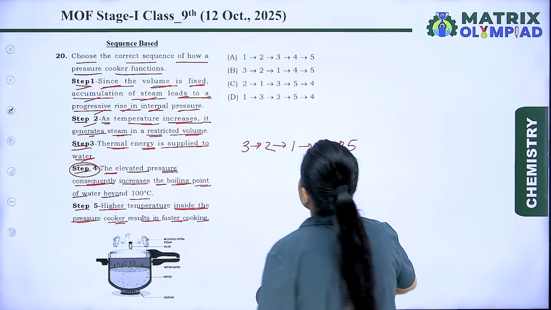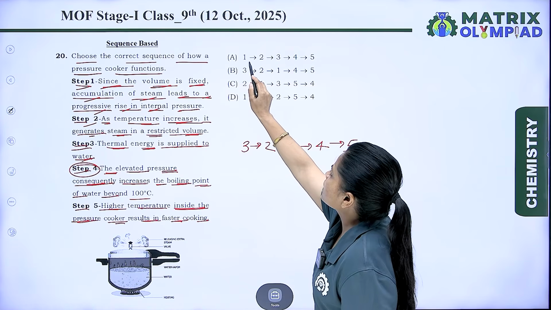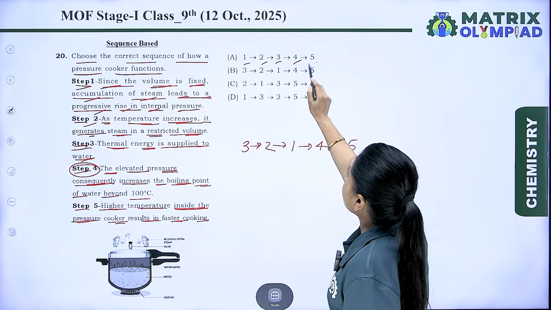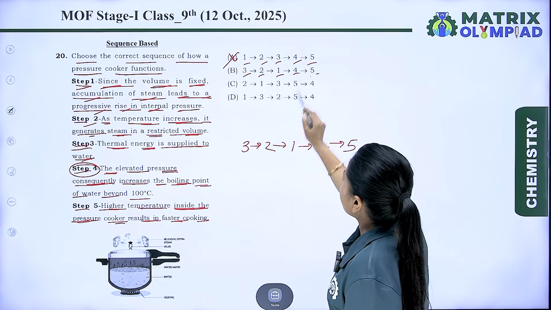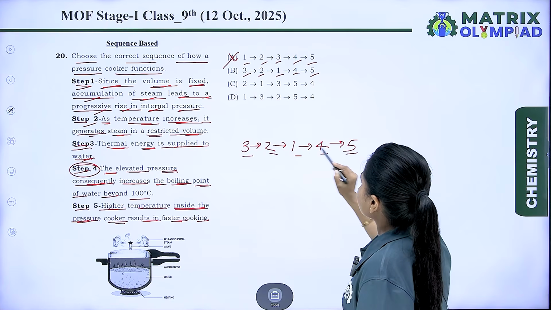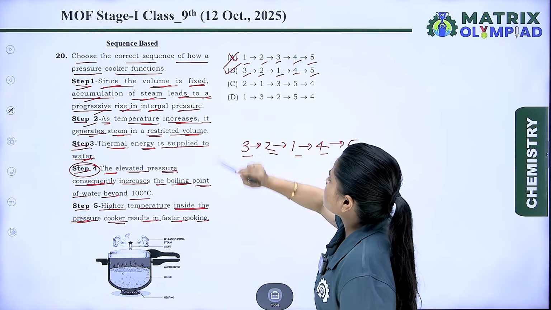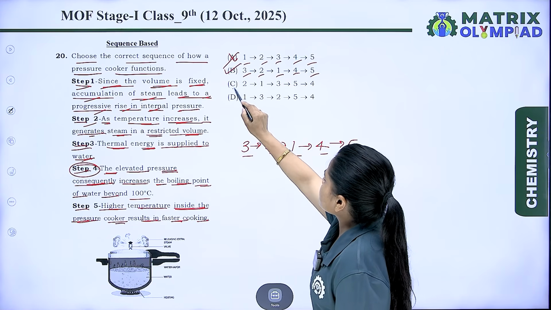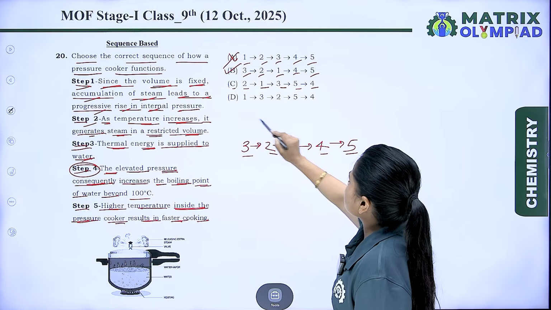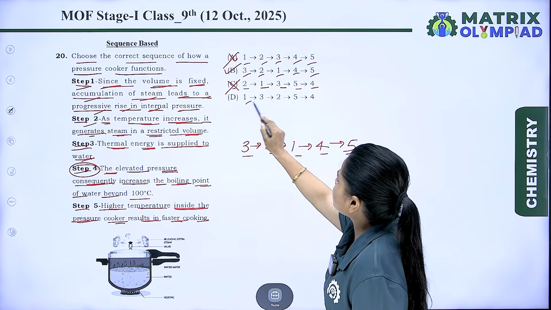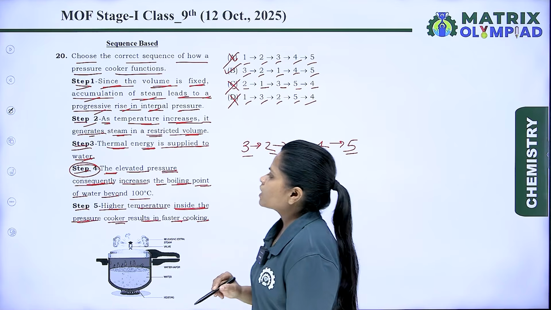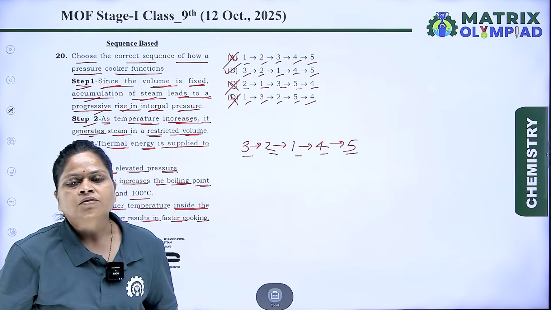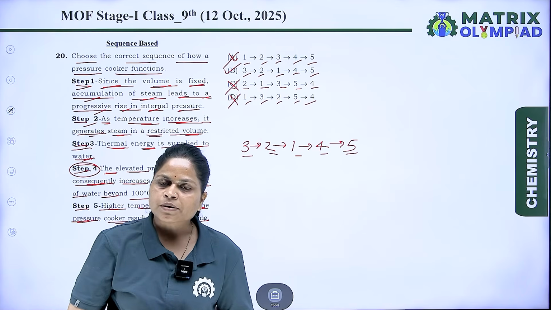Let's check the options. Option A, 1, 2, 3, 4, 5. This is wrong. B, 3, 2, 1, 4, 5. Yes, this is true and the correct option. C, 2, 1, 3, 5, 4. This is wrong. D, 1, 3, 2, 5, 4. This is again wrong. So, the answer is option B. Now, this is the part 2nd, chemistry.